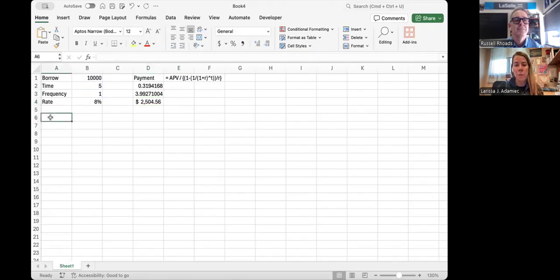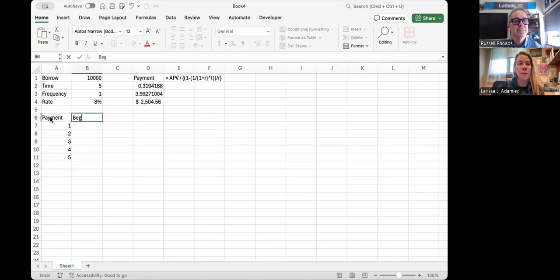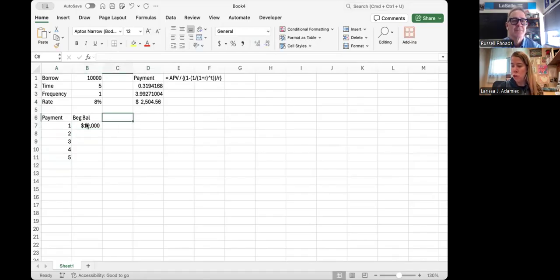So now let's build out our table. Year 1, and this should really be payments. Let me rename that. Payment 1 through 5. Beginning balance, and this will be our $10,000. Our total payment is going to be the exact same for every period.